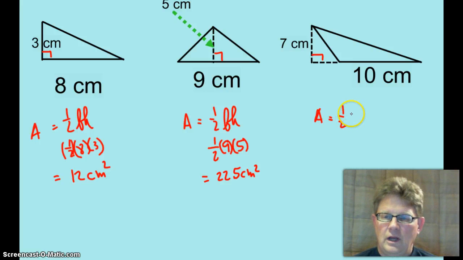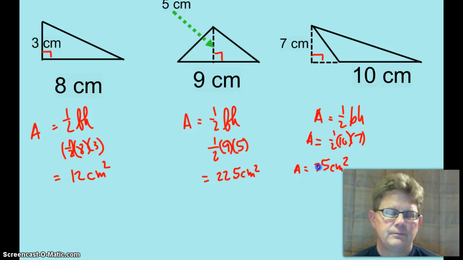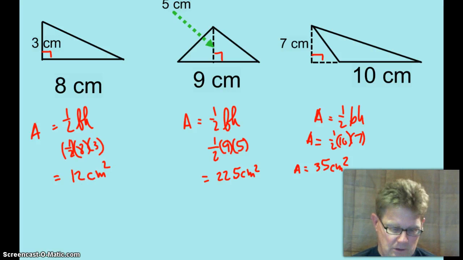Area equals 1/2 the base times height. Area equals 1/2 times 10 times 7. The area equals 35 centimeters squared. Alright, that's how you find the area of a triangle.